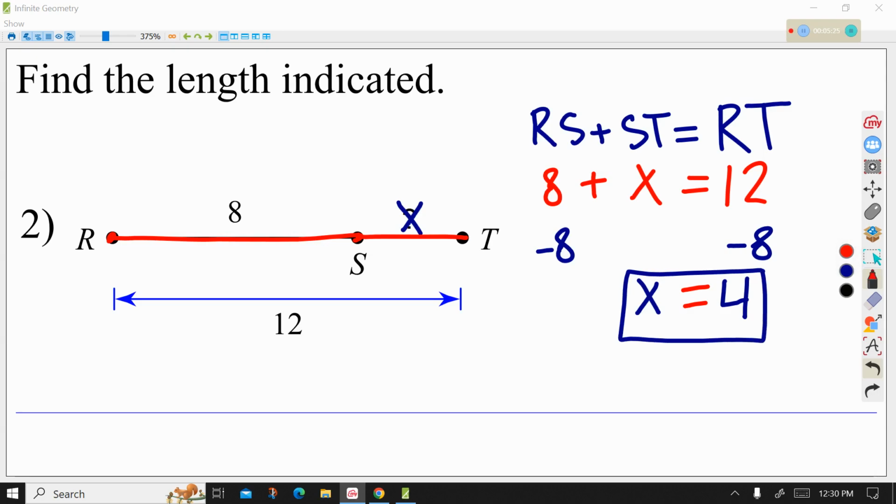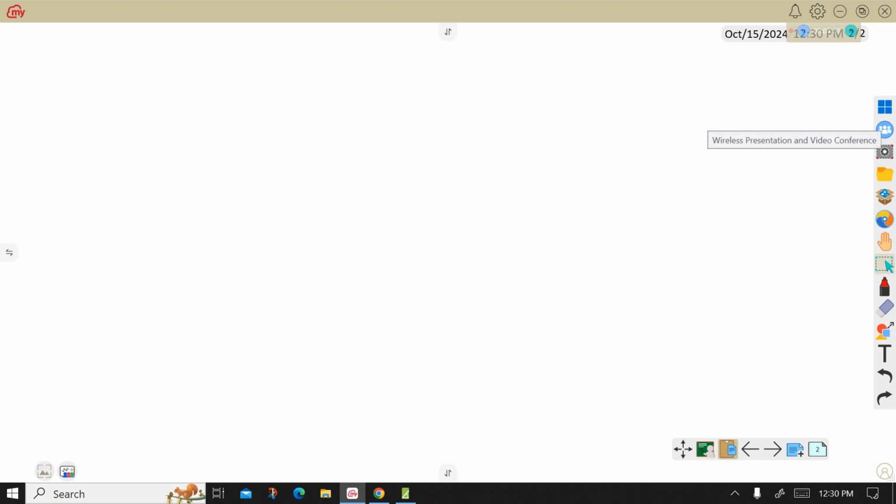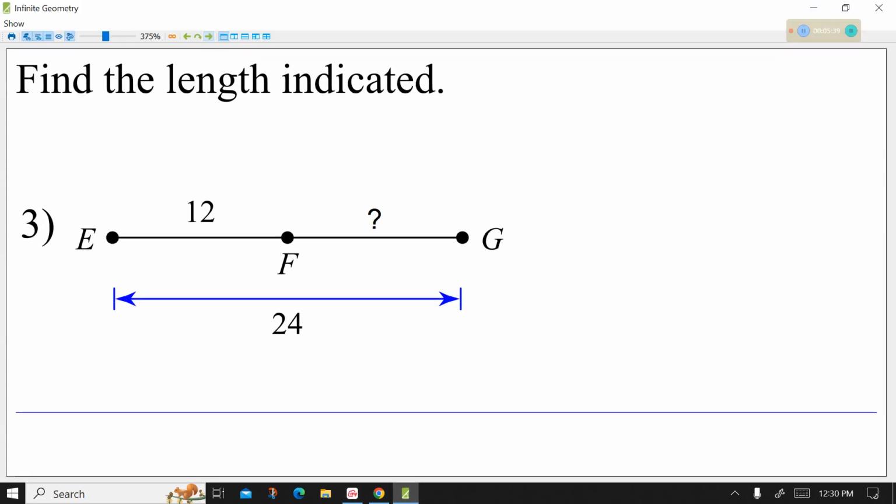Again, we can go label the picture and see if that makes sense. Does that make sense that 8 plus 4 is equal to 12? That makes perfect sense. So that means that we're doing this correctly. Okay? So the problems won't always work that way. There will be different things that you have to find. So again, always think. Don't just add or subtract. Okay? Always think when you're doing these problems. So this would be a good one for you to try on your own.